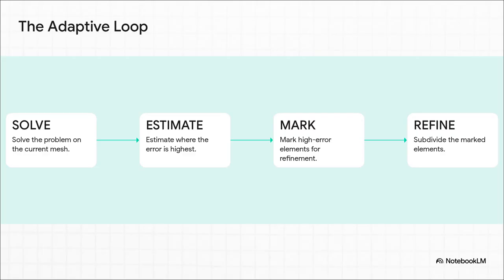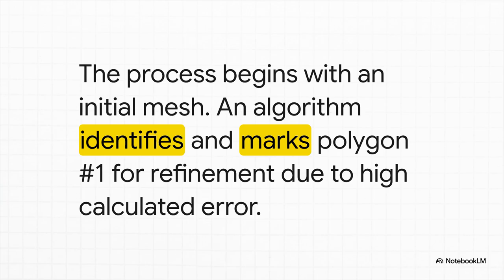So the standard smart way to do this is with something called an adaptive loop. It's a pretty straightforward cycle. First, you solve. You just run the simulation. Then the computer estimates where it thinks the answers are probably a bit shaky or inaccurate. It then marks those spots, those specific polygons that are causing trouble. And finally, it goes in to refine them, basically chopping up just those problem areas into smaller pieces. And you just repeat. Solve, estimate, mark, refine. Again and again.